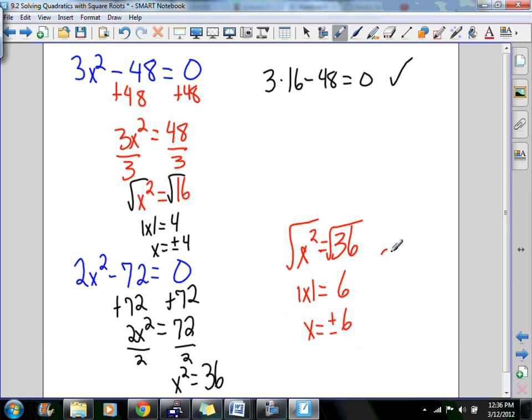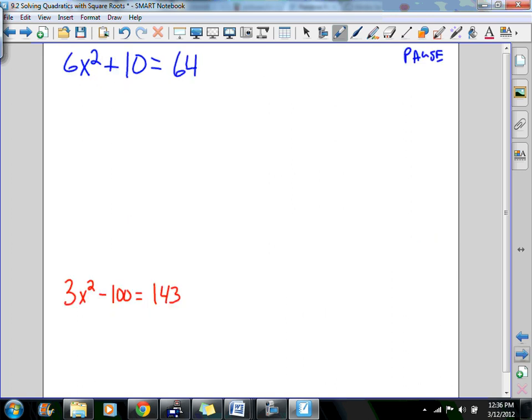Our check is 2 times 36, because positive and negative 6 squared will be 36, minus 72 is equal to 0. And that's good. Okay. I'm going to have you try these.